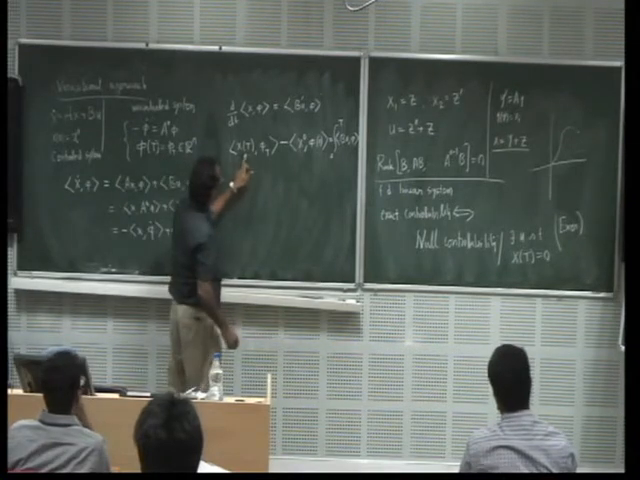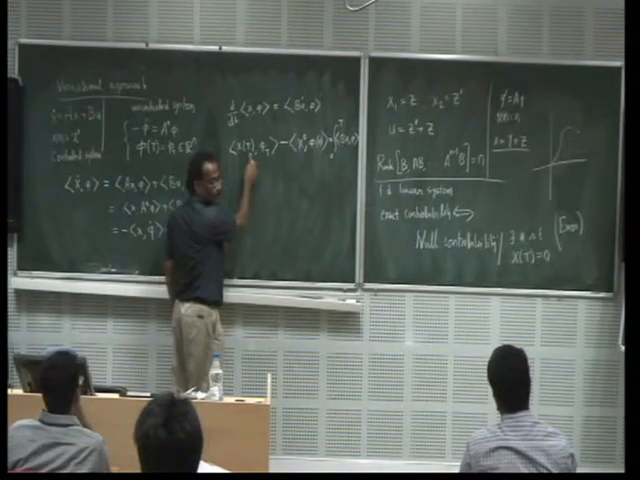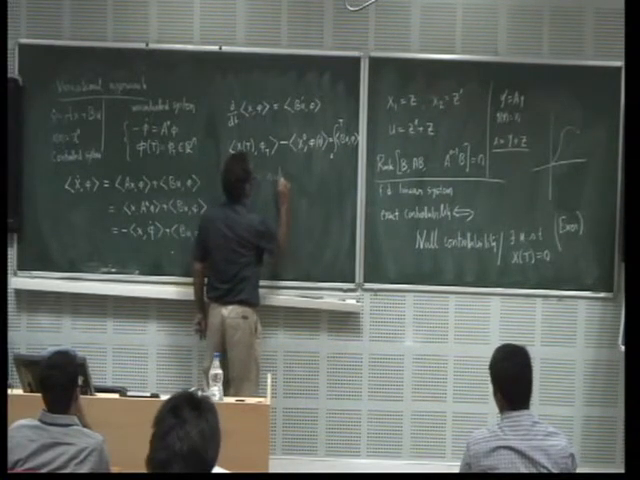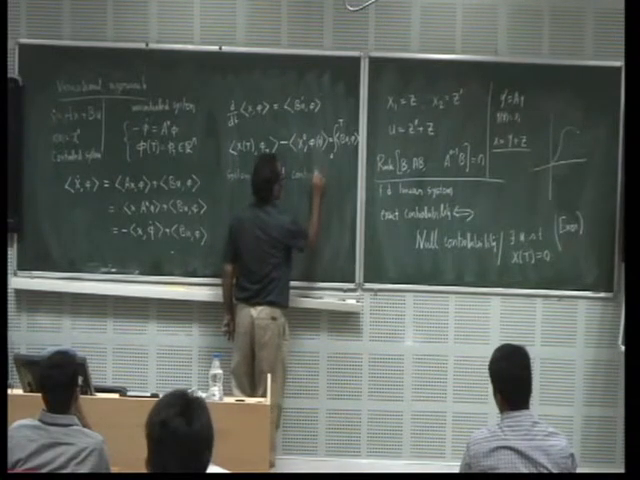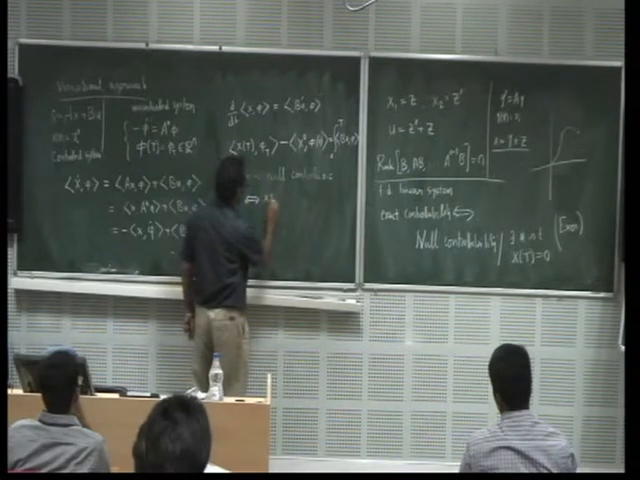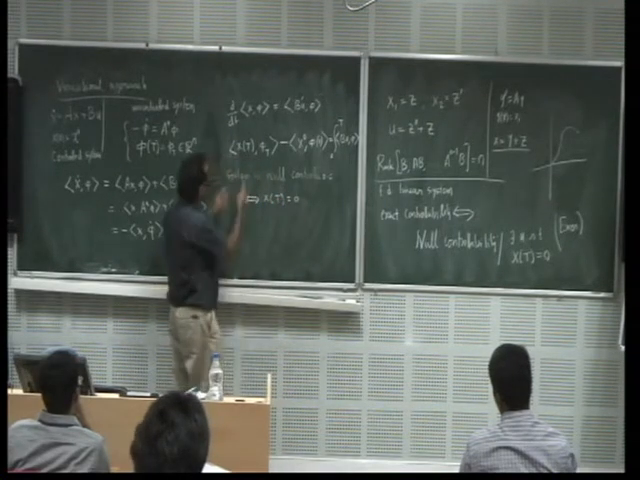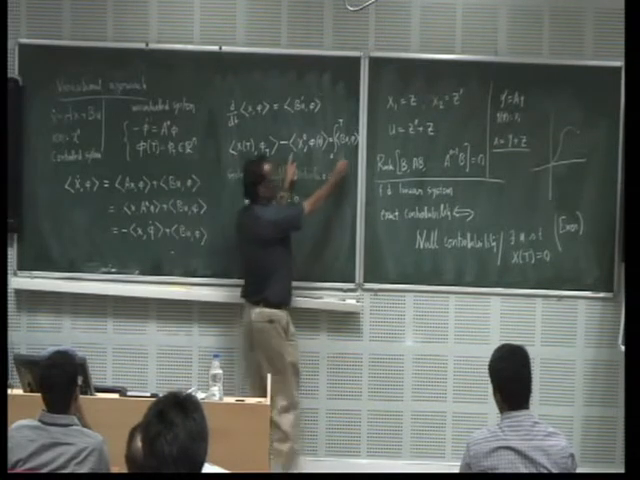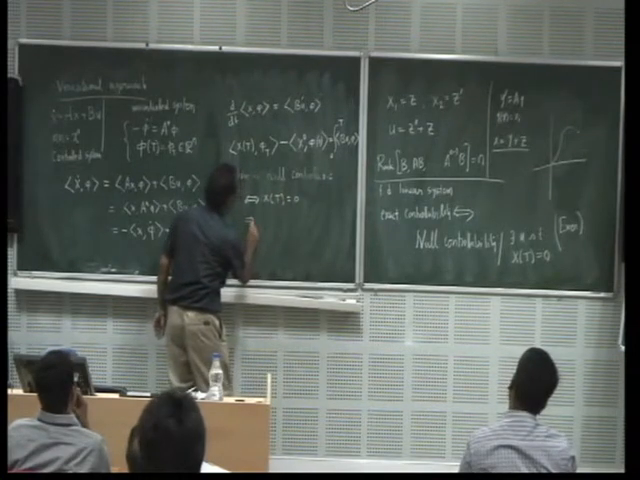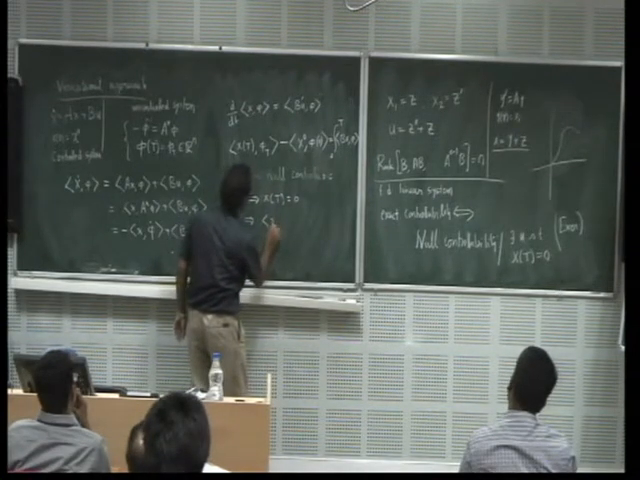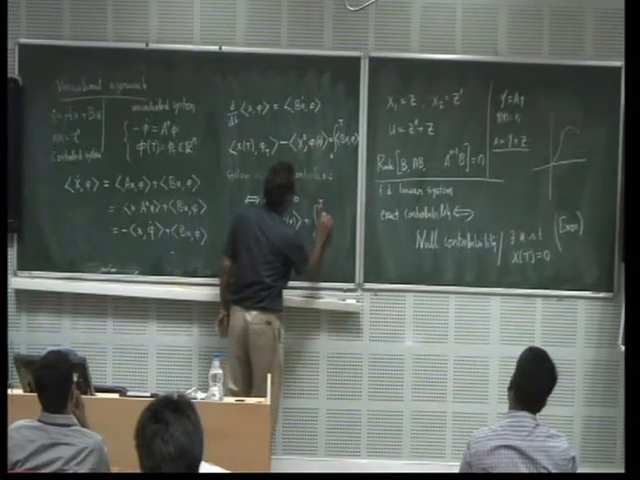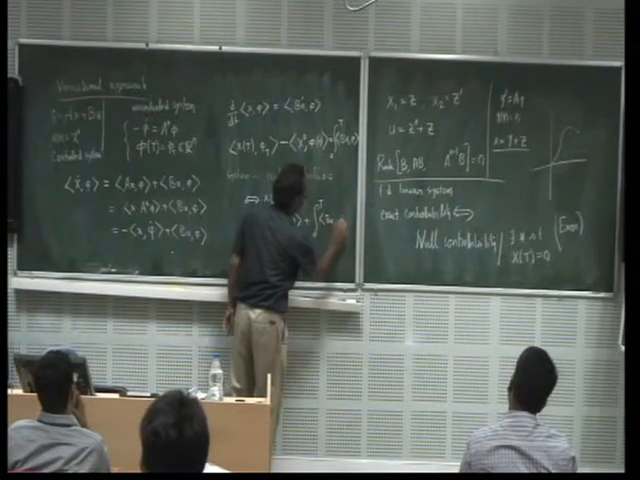Now what does this tell you? If x at T is equal to 0, if the system is null controllable, if and only if x at T is equal to 0, that's the definition. But x at T equal to 0 implies this term is equal to 0. That implies the integral x naught phi 0 plus the integral from 0 to T of Bu phi equal to 0.